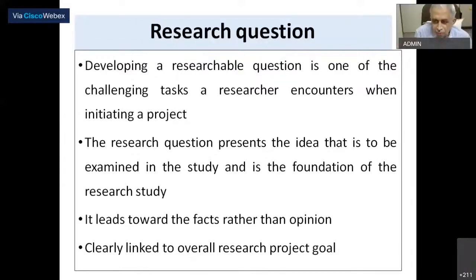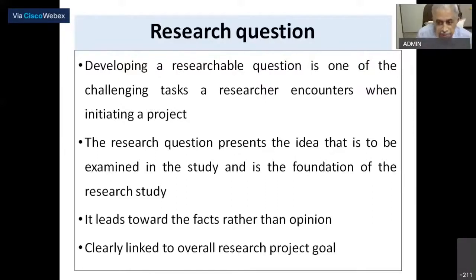Based on this, you have to make a research question. The most important part in research is putting a question. If you put a good question, it is half answered. The question should be very relevant and very strong. Developing a research question is one of the challenging tasks for a researcher in initiating a project. The research question presents the idea that is to be examined in your study and is the foundation of the research study. It leads to the facts rather than opinion.